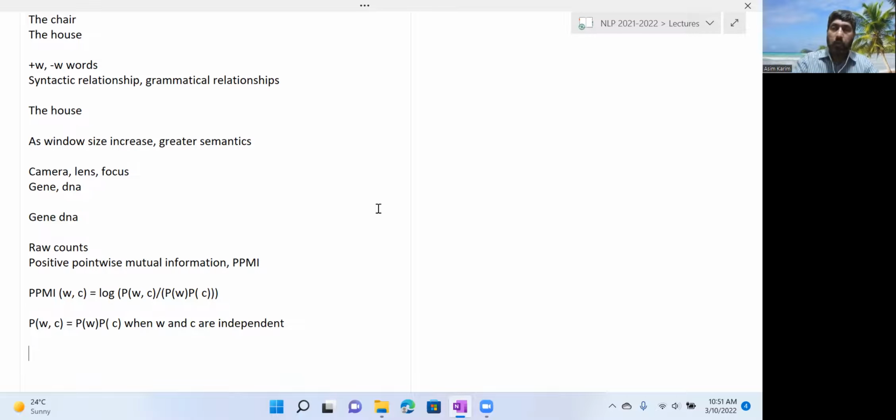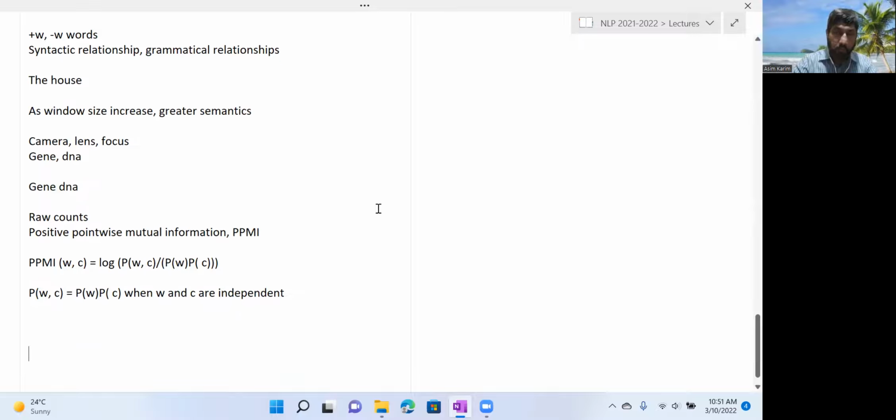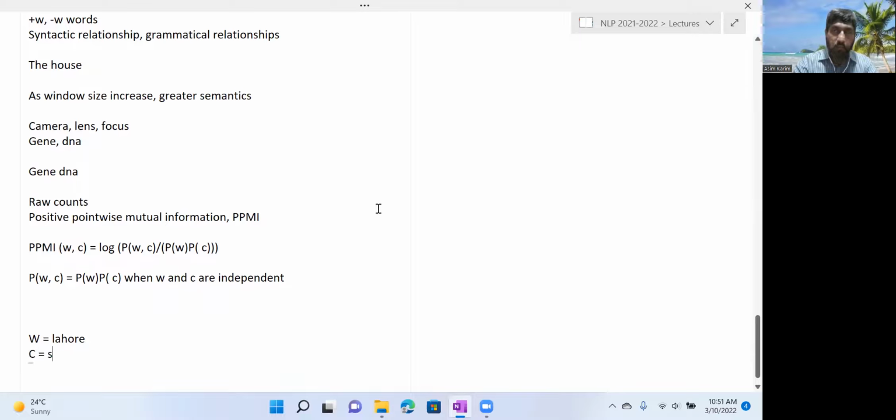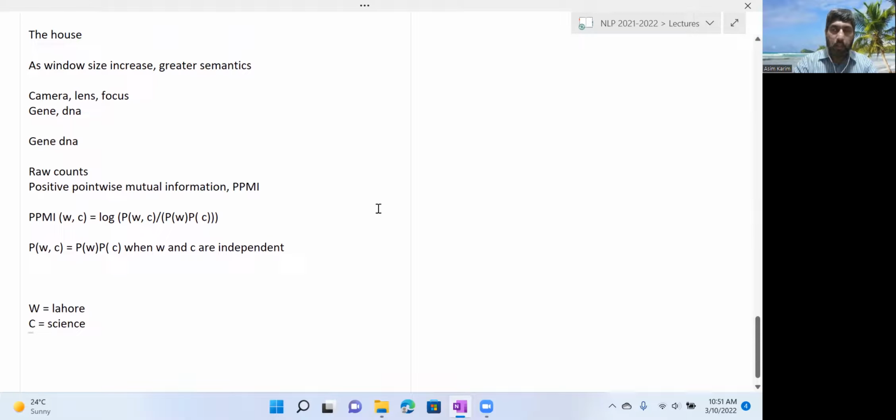Of course, we are having the whole matrix. So W, for example, let's say is Lahore, and C is, let's say, science. You will be computing in one case, and in the other case you will be computing W as science and C as Lahore. So both of them would be captured. If there is a negative correlation, it will be captured in the reverse scenario. So for any given scenario, we are not interested in a negative correlation. So that leads us to the positive.